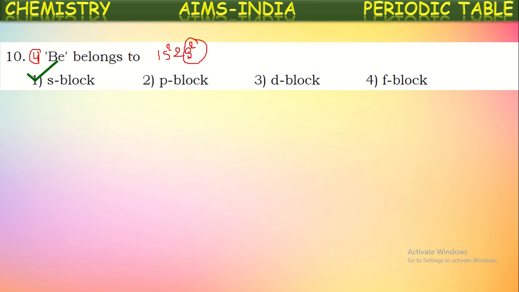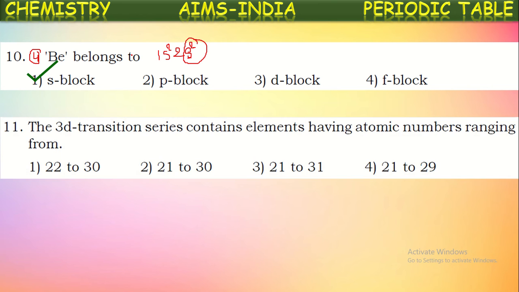Okay, next one. The 3d transition series contains elements having atomic numbers ranging from... 3d transition series means the transition elements, that are d block elements, third B group to second B. The middle 10 columns of elements which are present between s block and p block are called transition elements or d block elements.